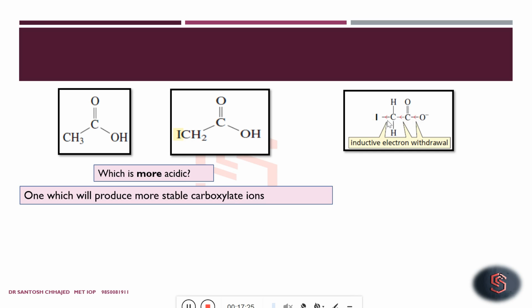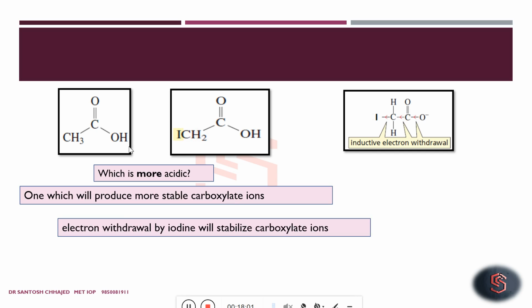So when this carbon, which is linked to iodine, pulls electron from the carboxylate ion, actually it is stabilizing the carboxylate ion. And I already made mention, any factor which will stabilize the carboxylate ion will make that particular acid a strong acid. So inductive effect of I will stabilize carboxylate ion. The more stable the carboxylate ion, the faster it will form and the acid will become a strong acid. So in between these two, monoiodoacetic acid will be a stronger acid than acetic acid.